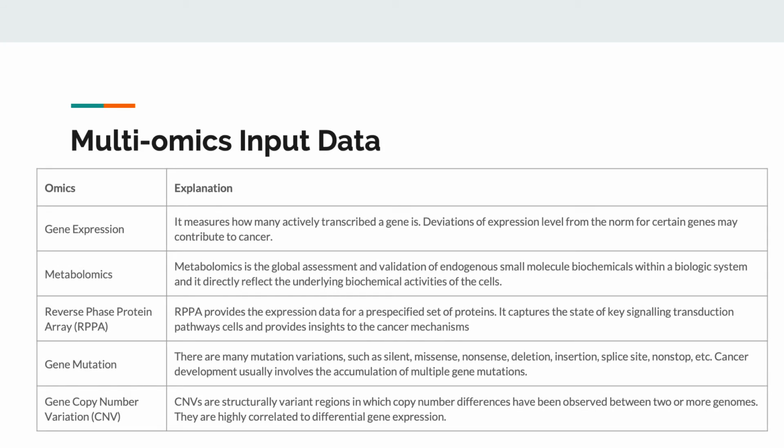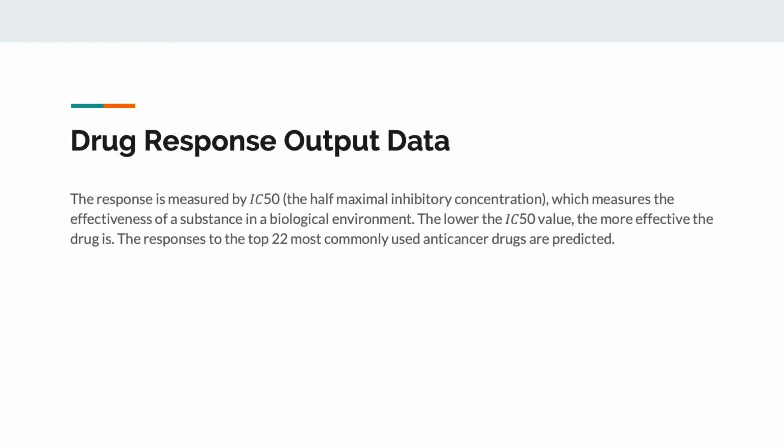The multi-omics data that we used in this research project are gene expression, metabolomics, RPPA, gene mutation, and gene copy number variation. We will be predicting the drug responses of tumor cells, and the drug responses are measured by IC50, which measures the effectiveness of a substance in a biological environment. The lower the IC50 value, the more effective a drug is, and the responses to the top 20 most commonly used anti-cancer drugs are predicted.